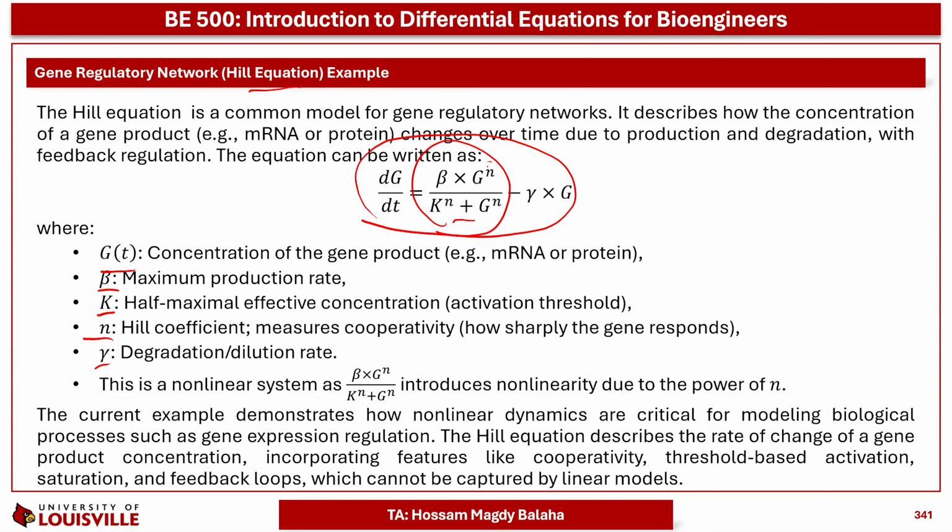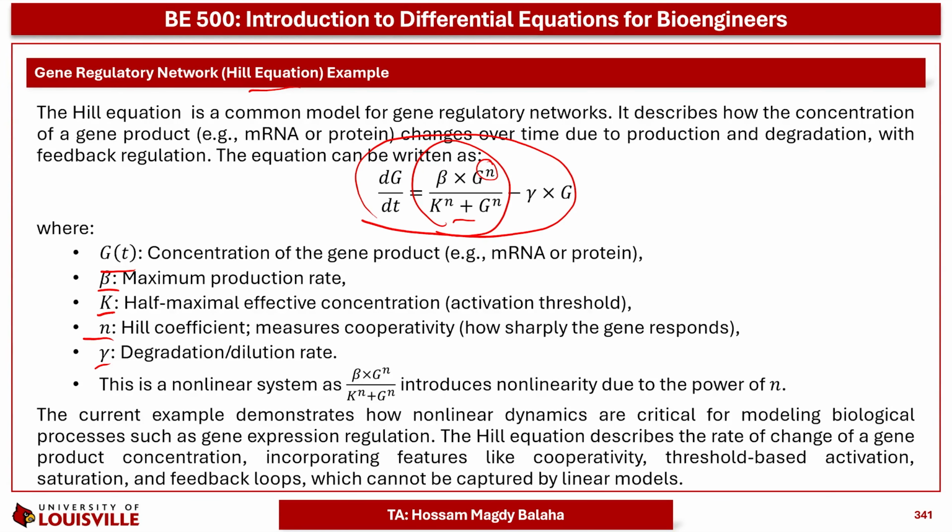This is because we have here a power n. And this current example demonstrates how nonlinear dynamics are critical for modeling biological processes such as gene expression regulation. For nonlinear systems, we have mentioned that we can use numerical analysis and solutions to solve them. Also, we can use stability analysis to analyze the system stability and know the behavior based on the initial condition and parameters. Also, we highlighted the importance of understanding the bifurcations and chaos.